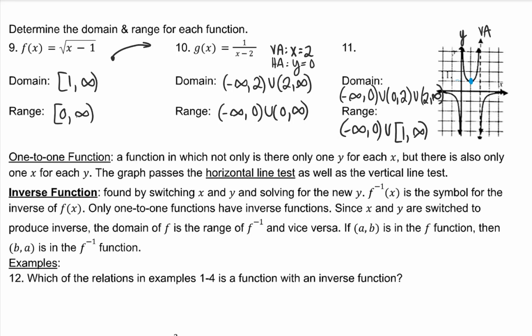A one-to-one function is a function in which not only is there only one y for each x, but there's also one x for each y. So a one-to-one function not only passes the vertical line test, but also passes the horizontal line test.